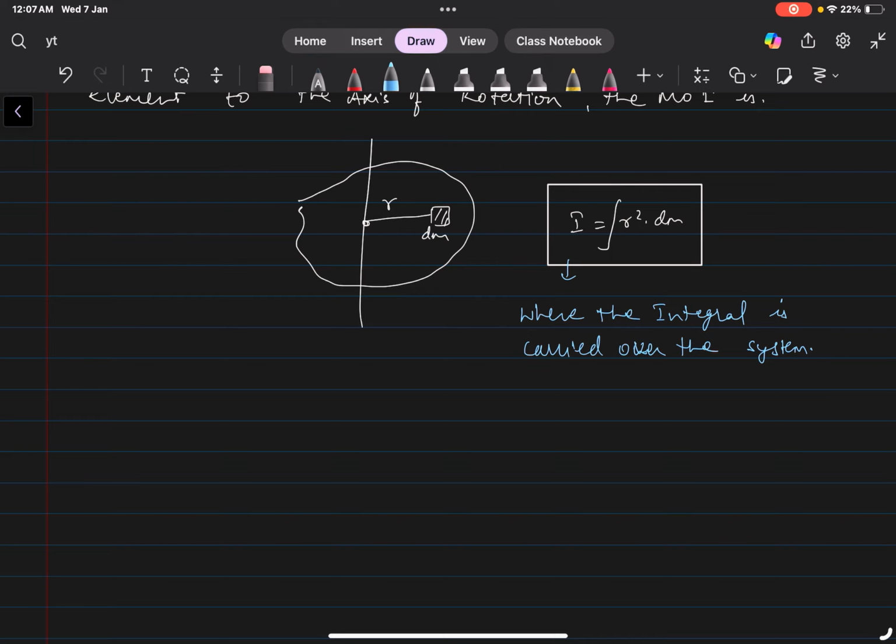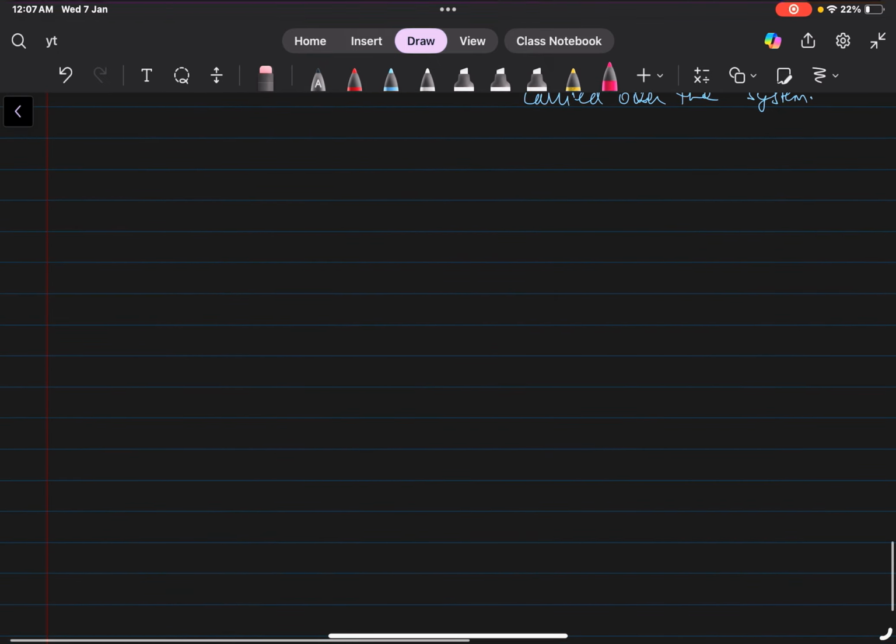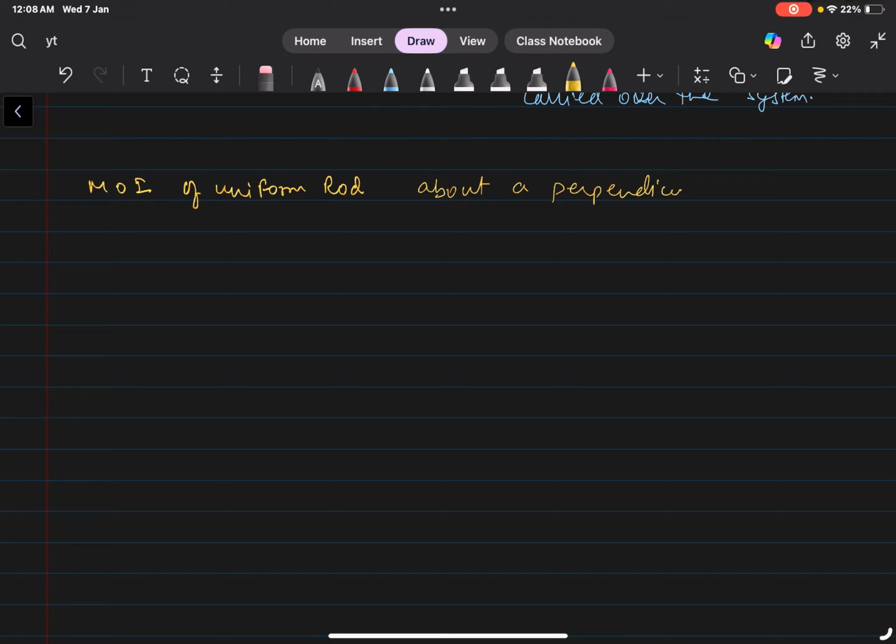Now the next topic, on the same basis, is the moment of inertia of a uniform rod about a perpendicular bisector. Moment of inertia of a uniform rod about its perpendicular bisector.